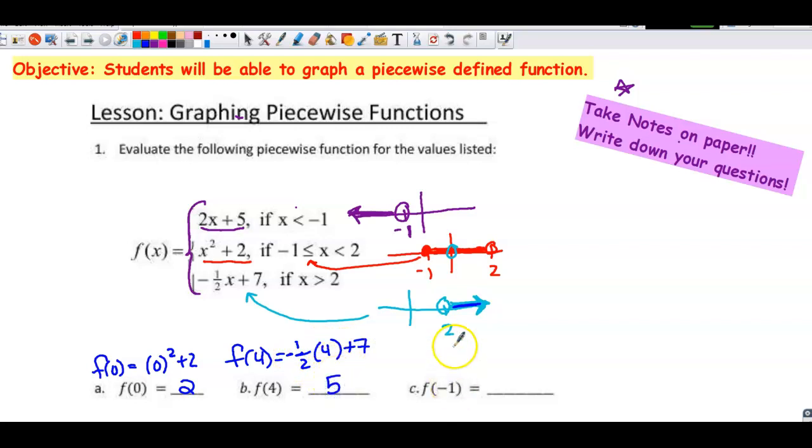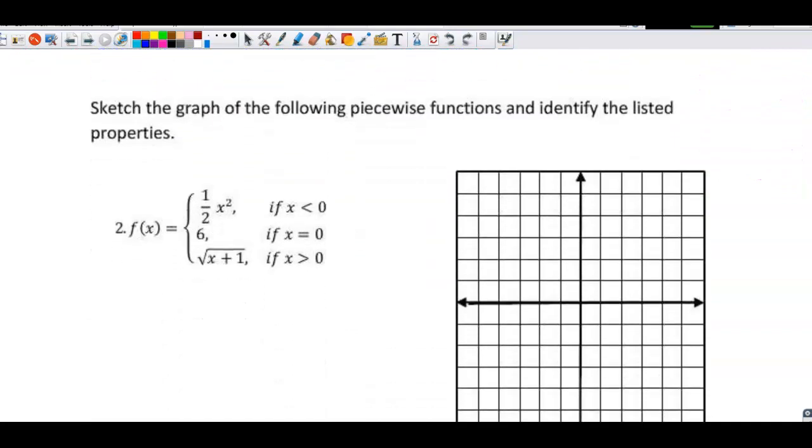And the last one, -1. Now this is interesting because -1 is an open dot on the top one, but a solid dot on the second one. That equal bar means -1 belongs to this function. So I've got to plug this into the x squared function. So f of -1 is equal to (-1) squared. Remember, the negative is getting squared also. That's the entire x value that gets squared, because (-1) squared is 1, plus 2 is 3. All right, so those are the answers for that.